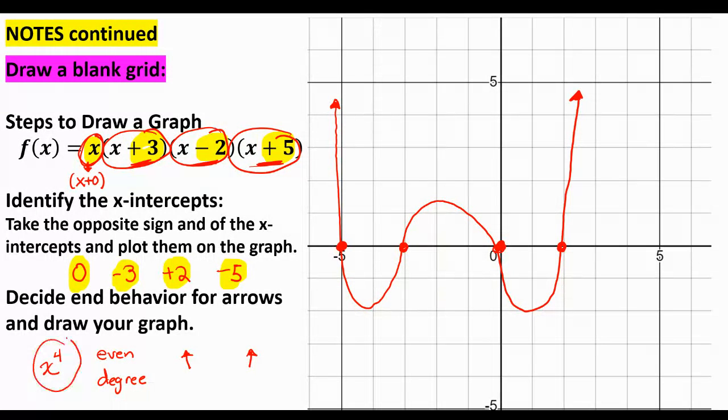That's how we decided it was x to the 4th. Even degree means that both arrows up. And that's from our last week's lecture. Even degrees, both arrows up. Okay? All right, hit pause if you need more time.